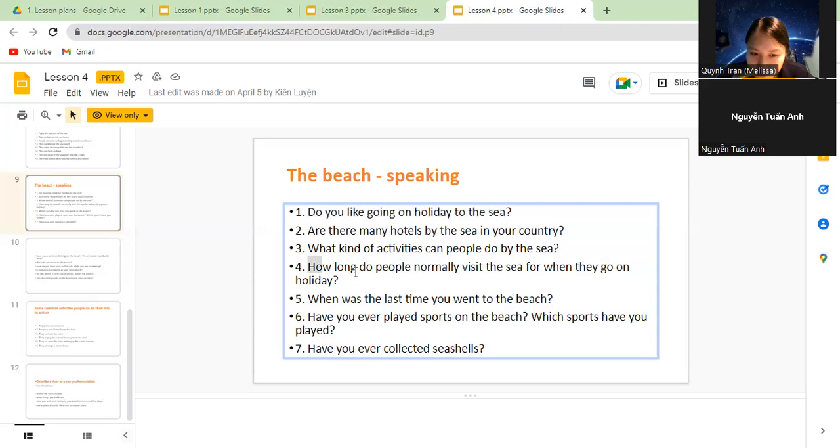When people go on holiday, they often visit the sea for 2 to 3 days because it's not long or not short periods, and people can feel the attraction of the destination they come to. And next one, you can say on top of that.